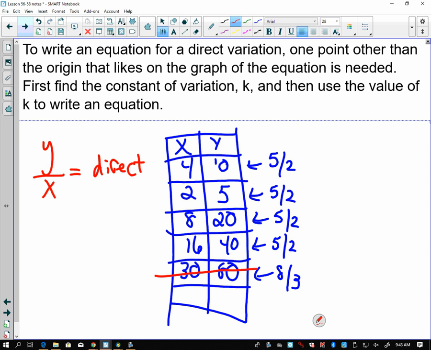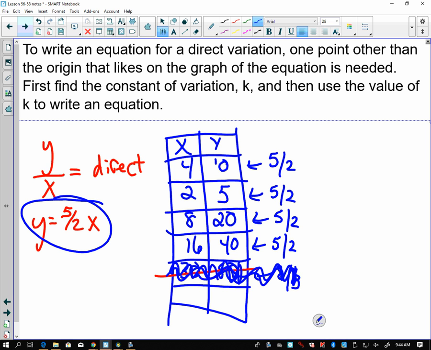In this case, we would say y equals 5 halves x because we solved for k. K was 5 halves. If we eliminate this from our set of data and we just go off of these, just acting like this didn't exist at all, then this would be our equation. All right.